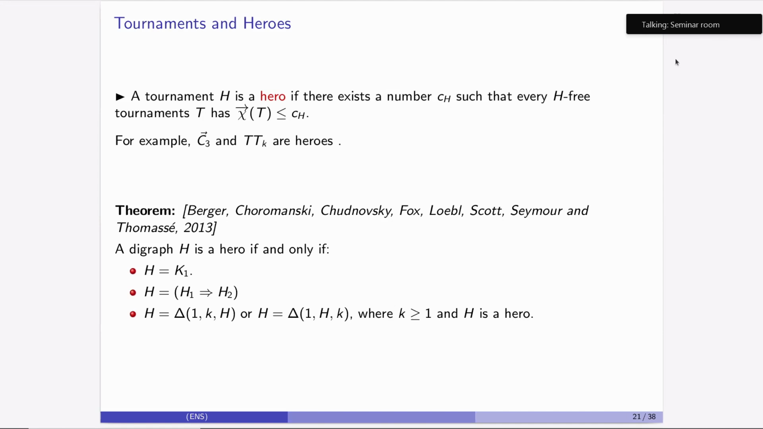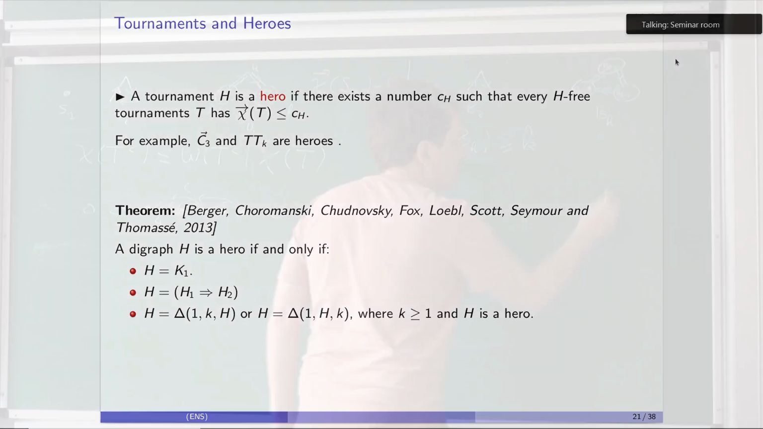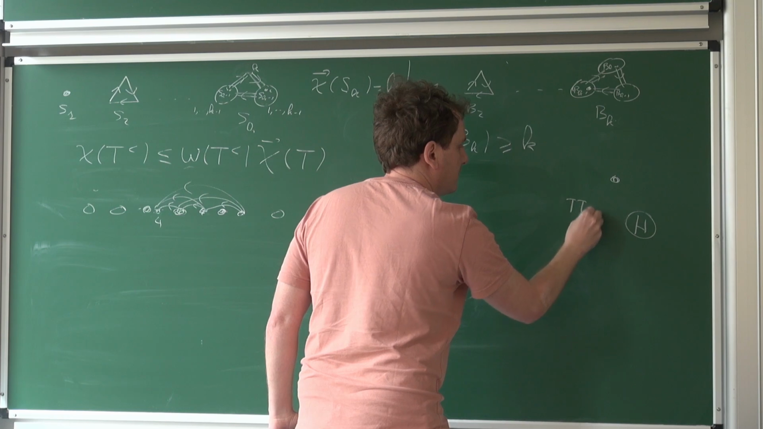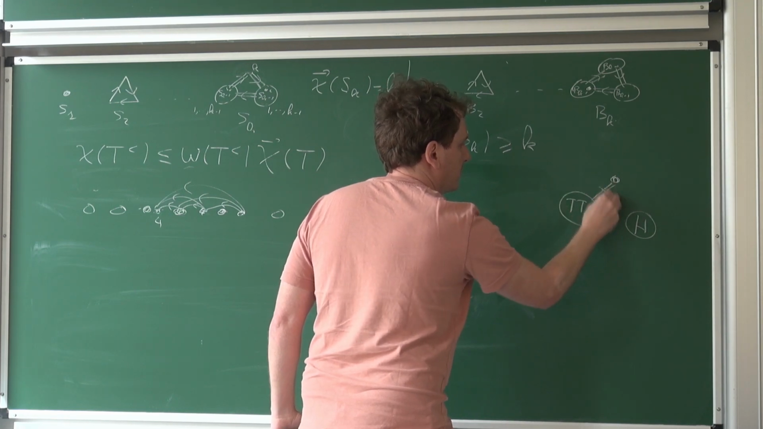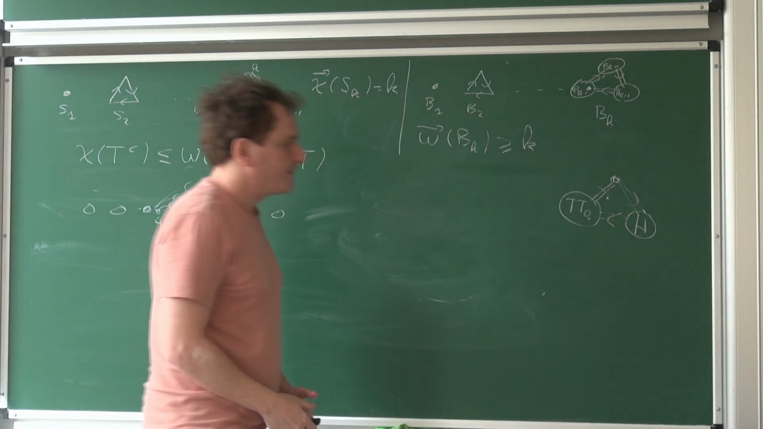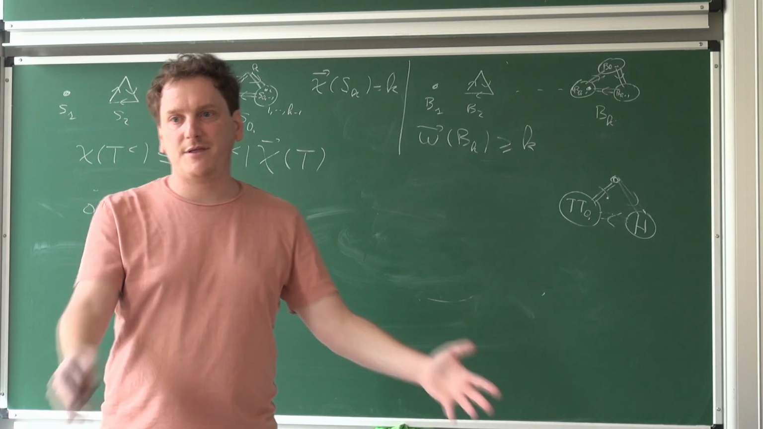They proved that all the heroes can be built like this. A single vertex is a hero. If you take two heroes and push all arcs in the same direction, you get a hero. And the last way to build a hero is: you take a vertex, a hero, and a transitive tournament, and you organize them as usual in a triangle fashion. And this is a hero. And all heroes are built like this.